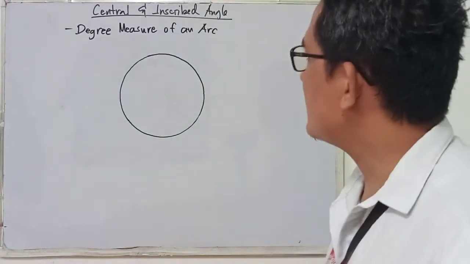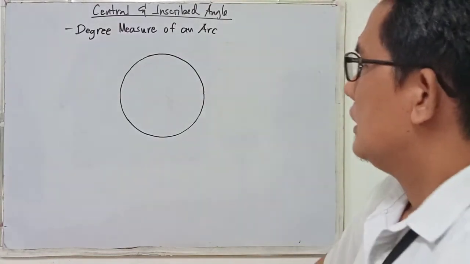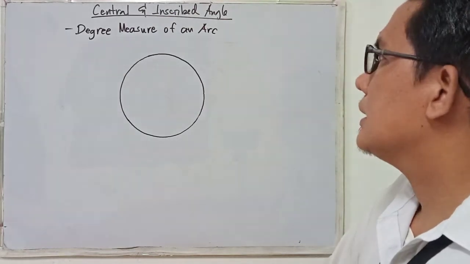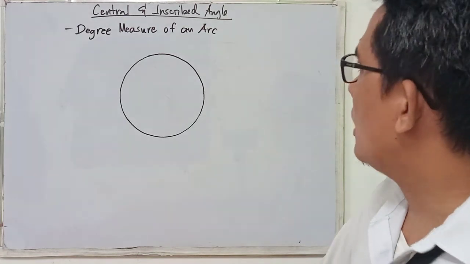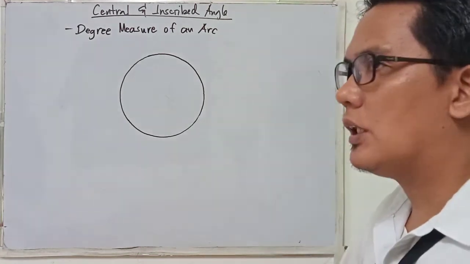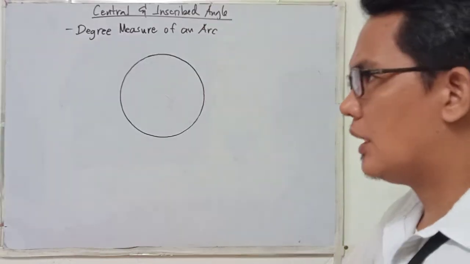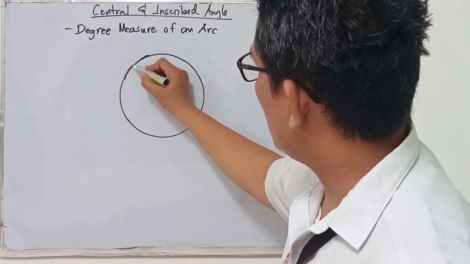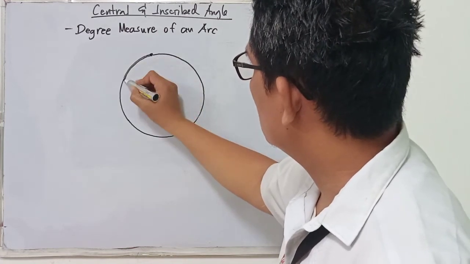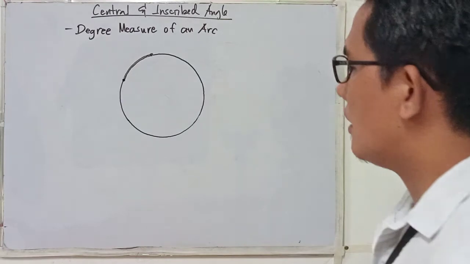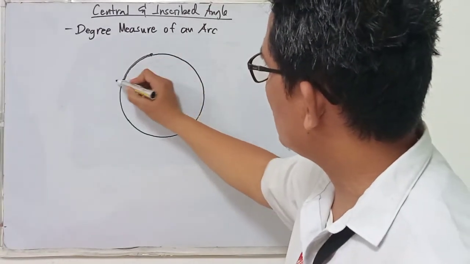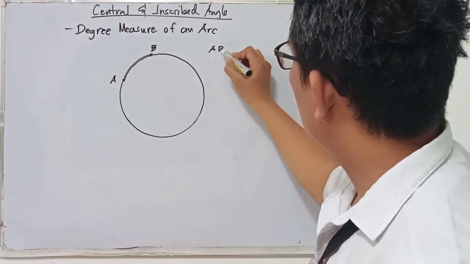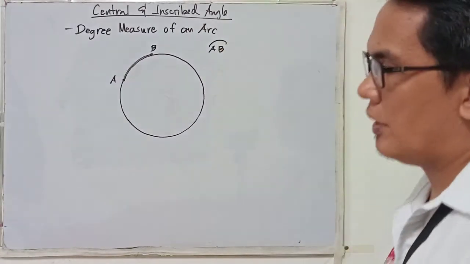Okay, let us now go to the central and inscribed angle, and we're going to refer that in identifying the degree measure of an arc. If you can recall, you can have an arc here as long as the endpoints are found on the circumference. So this is an arc here. Let us try to name this arc AB. So that is arc AB.